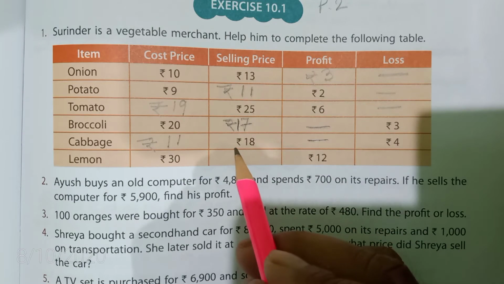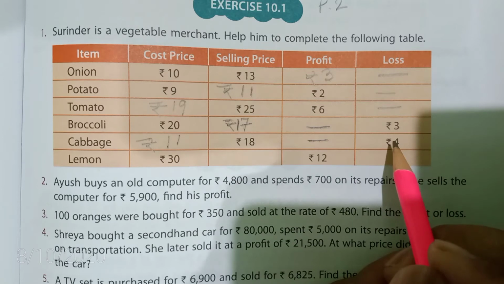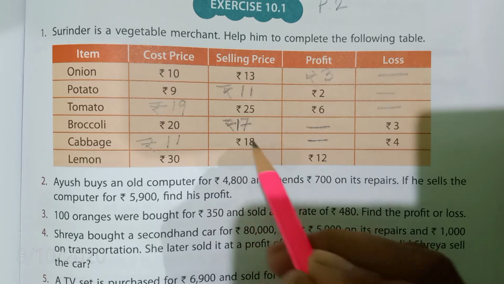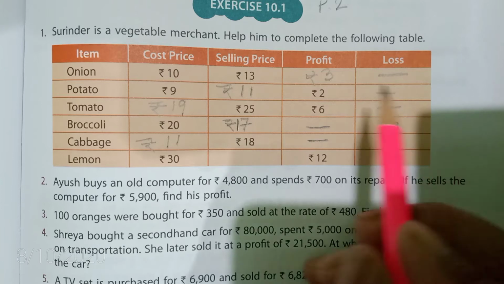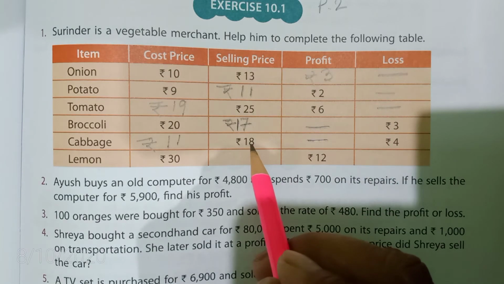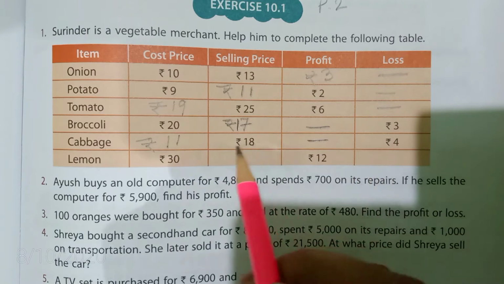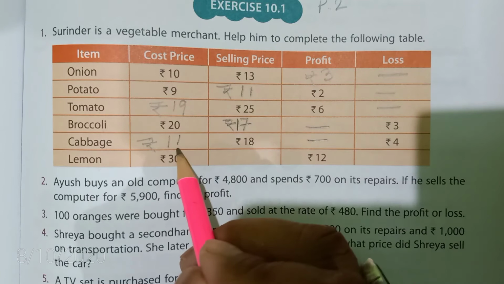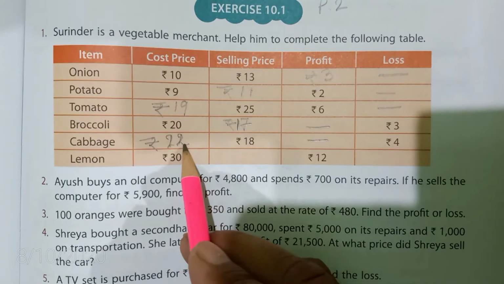Sorry, cost price equal to selling price plus loss, because selling price is ₹18 and on selling at ₹18 there is a loss of ₹4. It means that cost price was greater than ₹18. So cost price will be selling price plus loss. So 18 plus ₹4 equal to ₹22. Cost price will be ₹22.